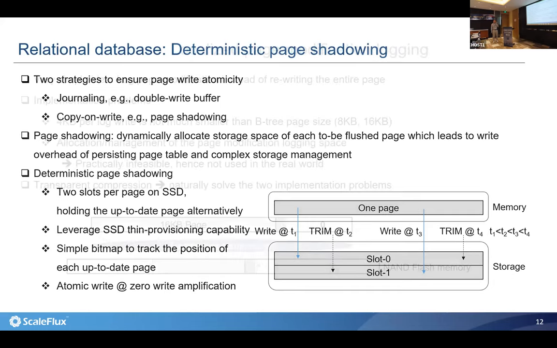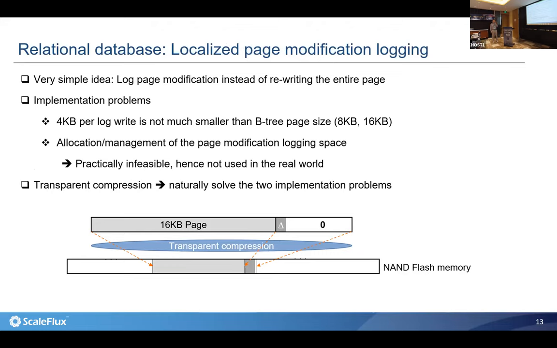So the second technique we want to talk about is localized page modification logging. And this is used to reduce the write overhead of dirty page flush. The idea is very simple. We want to log the modification instead of writing the entire page. And actually, this idea has been proposed for a long time, but it is not used in practice.